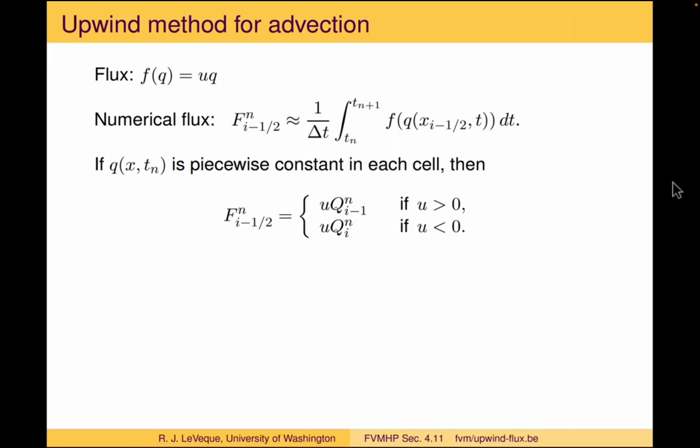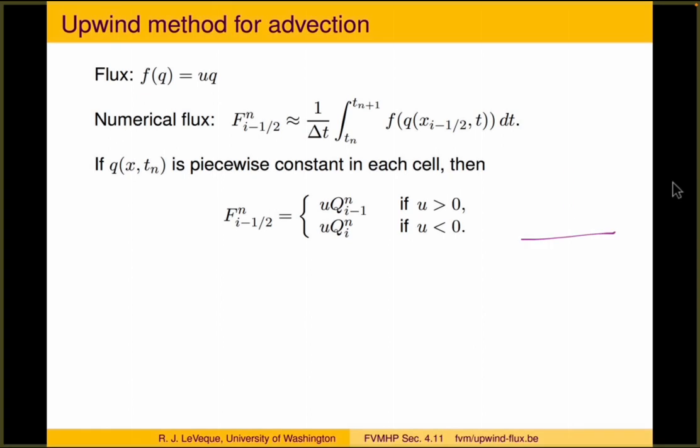So this is just writing that out again. In the case u positive that we were looking at, the flux at the left edge of the cell is u times q in cell i-1, the cell to the left. But if u were negative, so that the flow is going from right to left, then the flux at each interface would be the value from the cell on the right. And so in that case, at cell interface i-1/2, it would be the value Q_i in the cell on the right that would be determining the flux at the interface between cell i-1 and cell i.